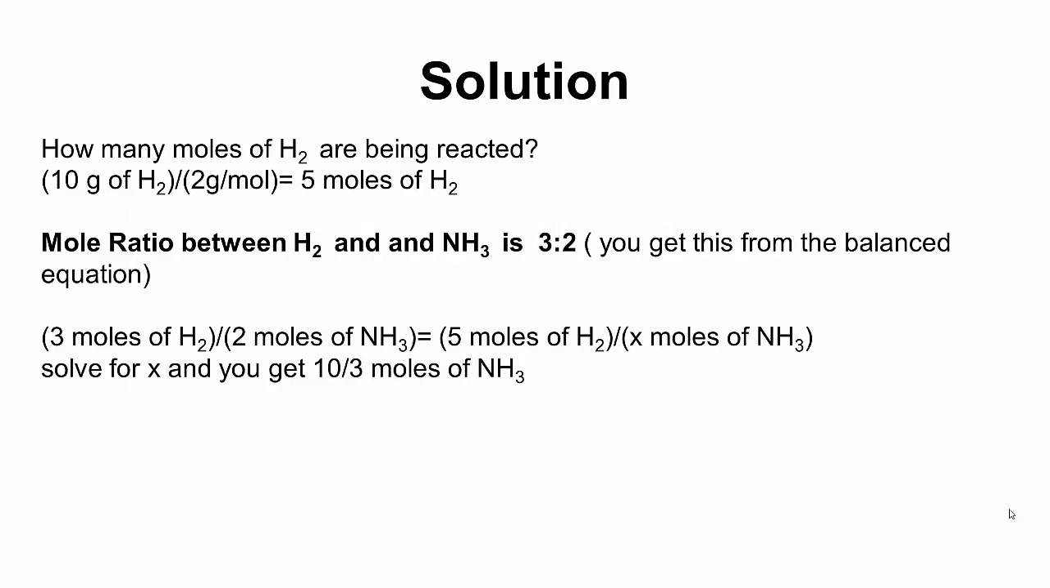And here's the solution. So the first thing you have to do is convert the grams of hydrogen to the moles of hydrogen by dividing by the GFM. From looking at the balanced equation, we can determine that the mole ratio between hydrogen gas and ammonia is 3 to 2. So 3 moles of hydrogen for every 2 moles of NH3 is equal to 5 moles of hydrogen for every x moles of NH3. And you solve for x and you get 10/3 mole of ammonia.